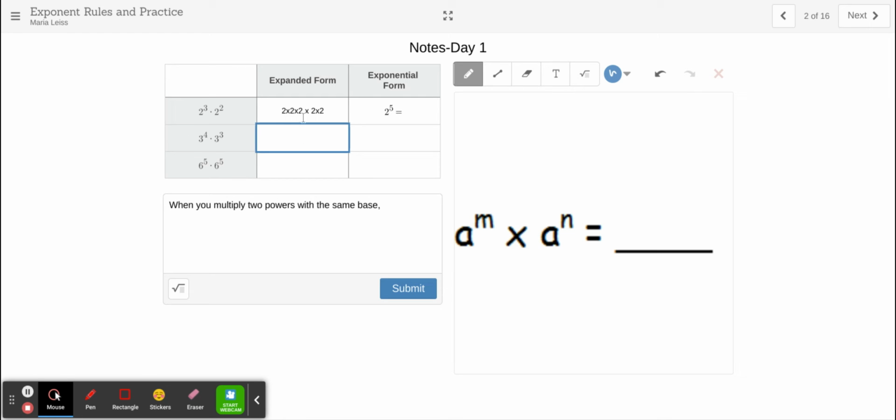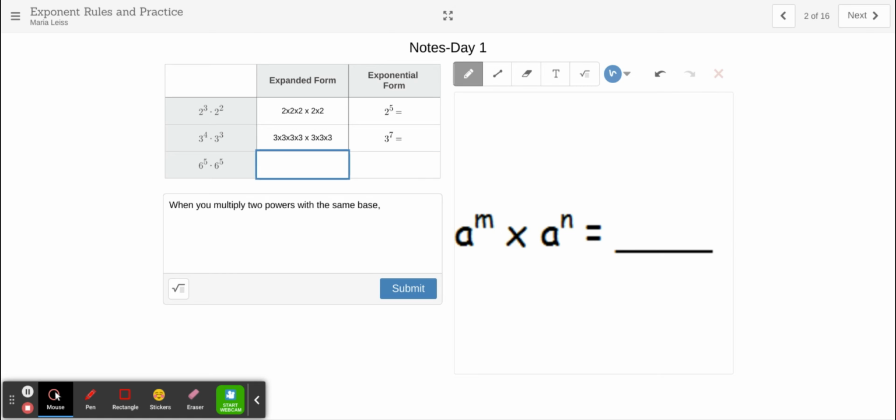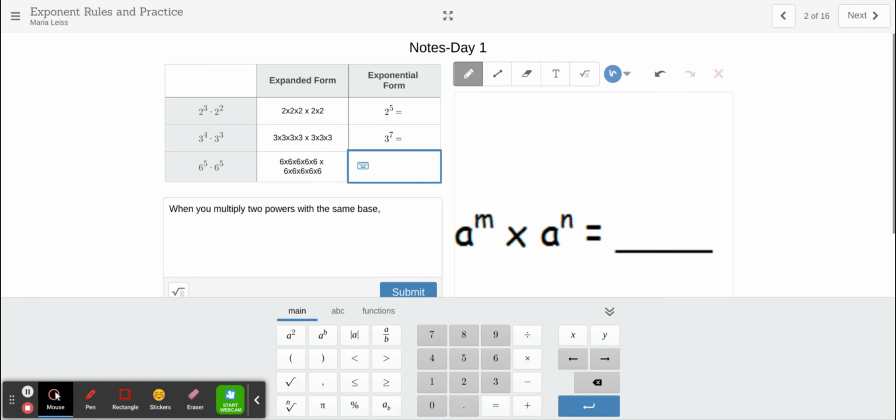Look at the next one. So we're going to do the same thing. 3 to the fourth times 3 to the third. So there's going to be 4 3's, 1, 2, 3, 4 times. And then there's going to be 3 more, 1, 2, 3. So on this one, the base is going to be 3. The exponent, yep, there's 7 of those. And the last one, you guessed it. 1, 2, 3, 4, 5, and 1, 2, 3, 4, 5. And so the base again is 6. The exponent is going to be 10.